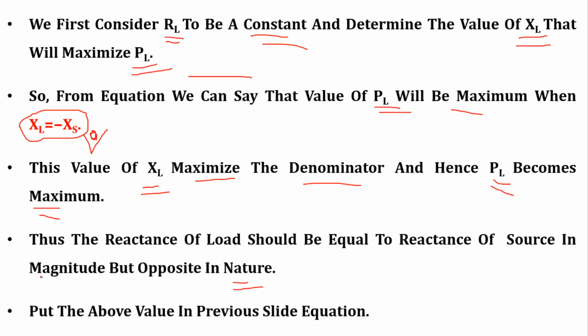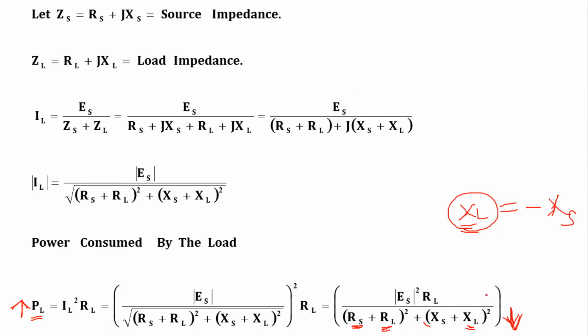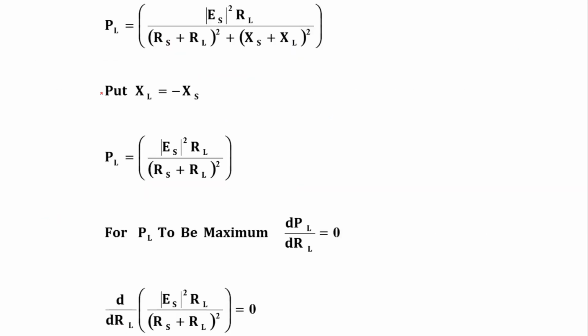This is the first part of our maximum power condition, that XL is equal to minus XS. Now we have to derive for resistance. So we will put XL equal to minus XS in the previous slide's equation, and we will try to derive the Pmax for the RL condition. So this is our equation. We put XL equal to minus XS in this equation, so this term becomes 0. The remaining equation looks like this: PL is equal to mod ES square into RL divided by (RS plus RL) whole square.